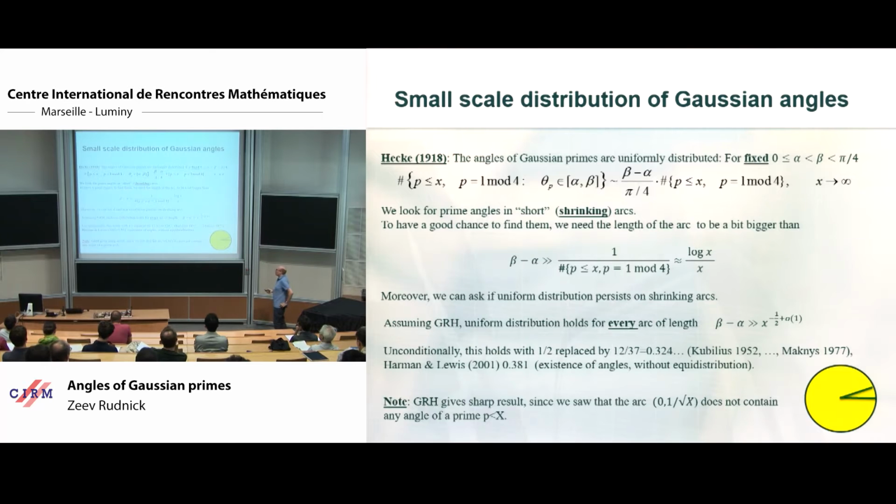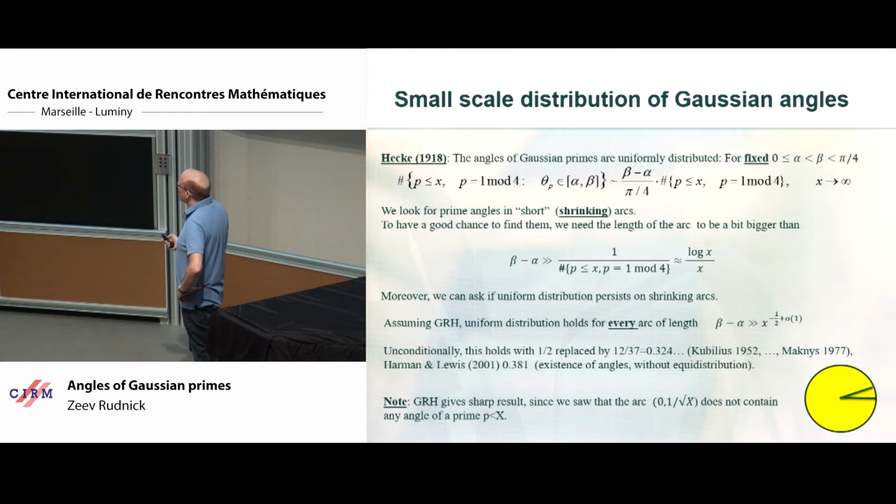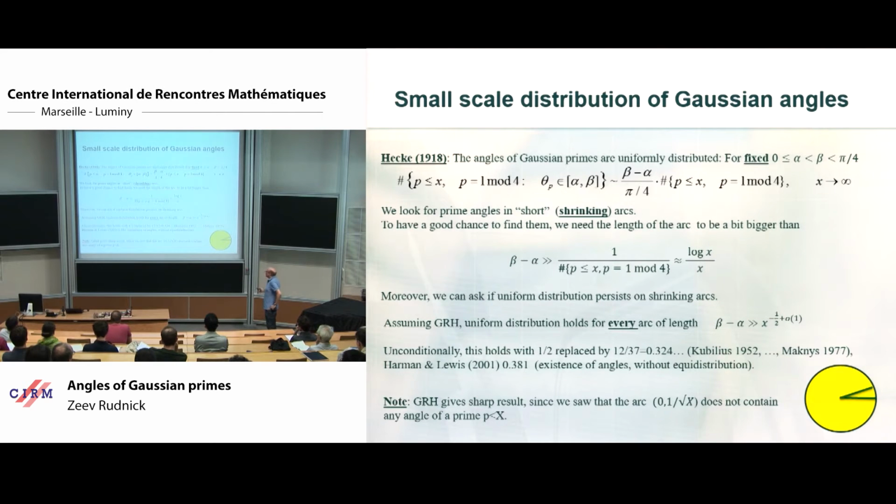So this is what you can do assuming the Riemann hypothesis, and then there was a series of work by Kubilius and his school in Lithuania, who tried to do an unconditional version of this statement and got some exponent which is between 1 and 1.5. And relatively recently, Glenn Harman and Lewis got a better exponent without equidistribution by using sieves rather than zero density theorems.